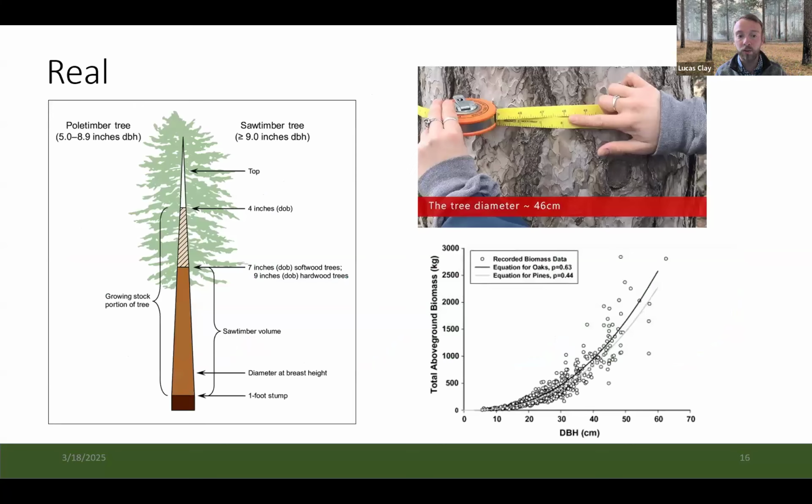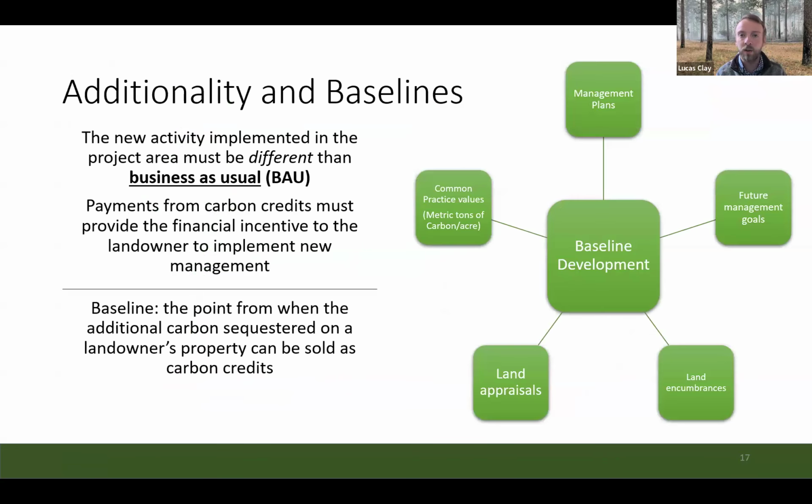So the first tenet is real. This is essentially making sure that the carbon is there and that we're measuring this carbon in a scientifically robust way. So this is taking in-field measurements or in-forest measurements to make sure that we're measuring the carbon in a statistically significant way. And then we're also being conservative with how we do it. So we're looking at measuring the DBH and the height of various trees, and then extrapolating that carbon across the forest.